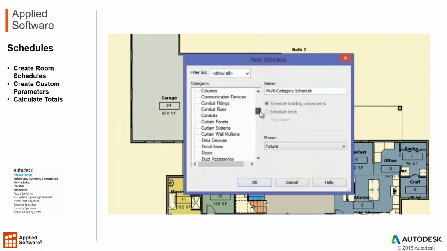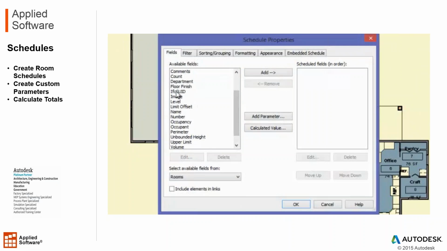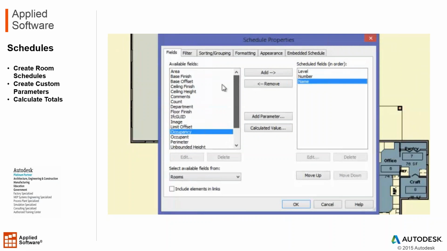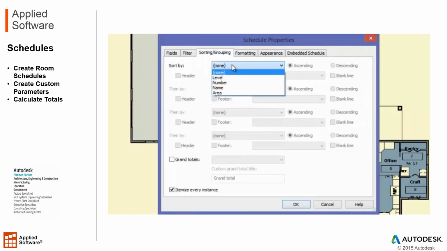I'm going to start by coming down and creating what's called a room schedule. This is going to allow me to call out the room names and numbers and also the areas and stuff like that. So I'm just going to build it. We have this list of parameters that we can use to build it. I'm going to start with the level, then the name and the number, and then the area in there. We can also sort it by different methods.